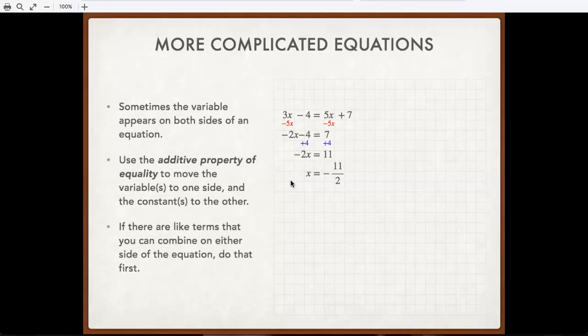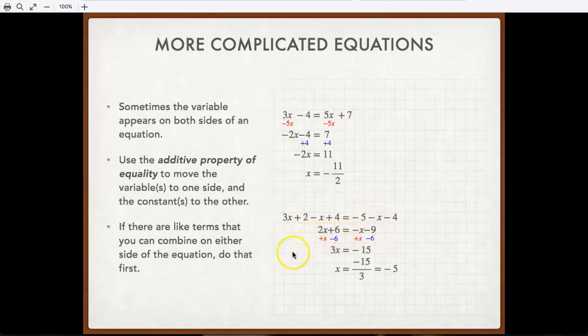Sometimes we'll have some like terms that we can combine before we do any further steps in the equation. So in this one, for example, 3x plus 2 minus x plus 4 equals negative 5 minus x minus 4. Before we do anything else, let's make our lives easier by combining these like terms. On the left, we have 3x and negative x, which combine to 2x. We also have 2 and 4, which combine to 6. On the right, we have negative 5 and negative 4 combined to negative 9, and then a negative x also.